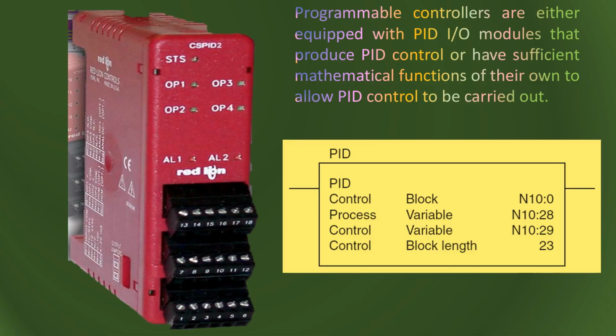PID controller modules are normally available in this shape in the market from different companies like Allen Bradley, Siemens, Omron, and many other companies, and they manufacture the PID controller modules. In the market, adaptive controllers and other controllers are also available. In the PID controller block, these are the things you specify: the control, the process variable, the control variable, and the block length. Control means the type of control you can select in this block, like only proportional, or proportional integral, or proportional derivative, or the complete proportional integral and derivative controller.